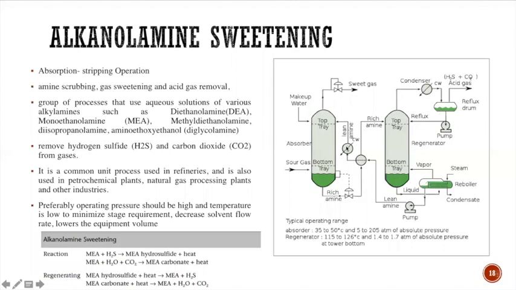So in this way, this is the alkyl amine sweetening process, in which both CO2 and H2S are removed, right? So this is about the separation process. One that we have discussed is the adsorption process, and another that we have discussed is the absorption process.